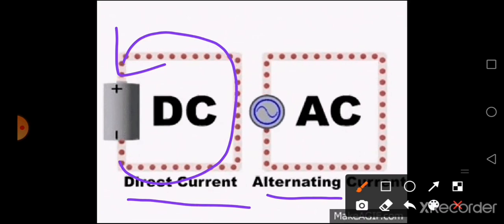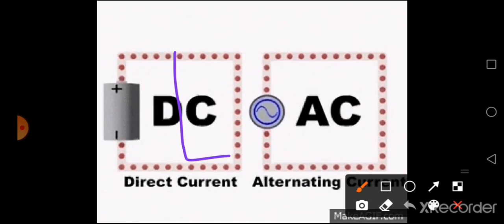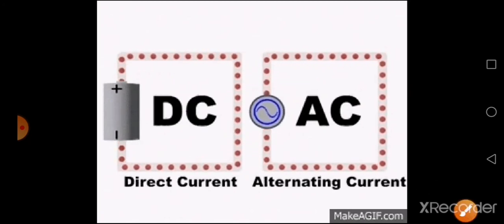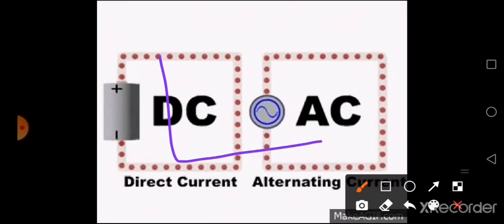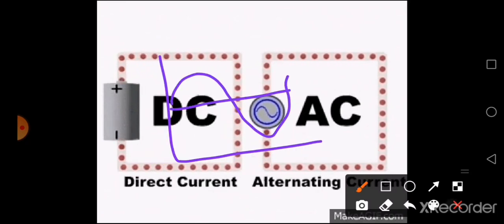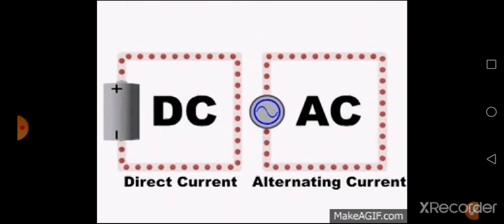If you draw a direct current, how will you draw it? Like this, isn't it? Now for an AC current, how will you draw it? Alternating current keeps on altering. It will not be steady like your DC current. You can see on the screen the difference between AC and DC current.